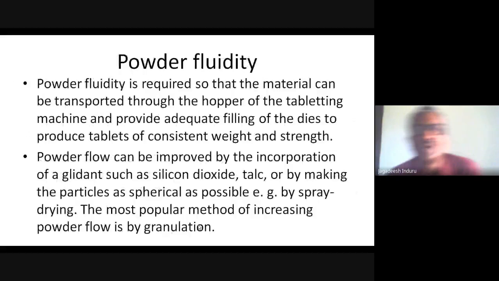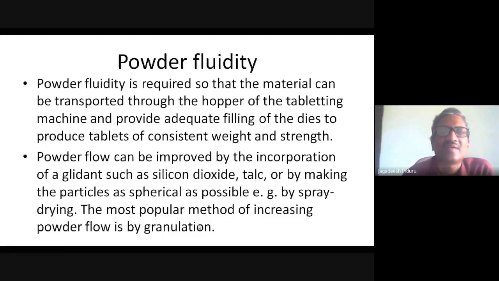So we know that one phenomenon for tablet manufacture is plasticity. The material is required to be plastic in nature, and your elastic modulus will be less. The second category for tablet manufacture is fluidity. Fluidity means it should flow. Powder fluidity is required so that the material can be transported from the hopper to the tableting machine, providing adequate filling of the dies to produce a tablet of consistent weight and strength.